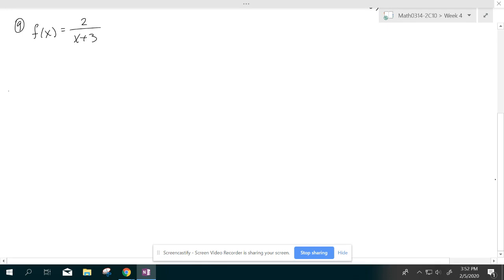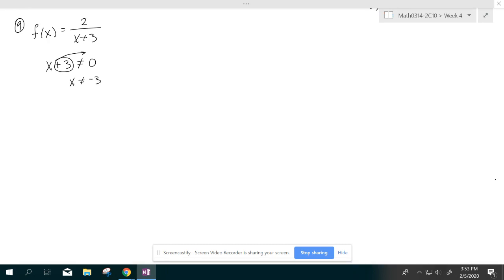0. So since there's a restriction that says the denominator cannot be 0, we're going to be able to solve for x and find out what x can't be. So moving that over, we know that x cannot be negative 3. Is that the only number x cannot be? Yes. Any other number that I plug in for x is going to work out and give me an answer. This is the only restriction.